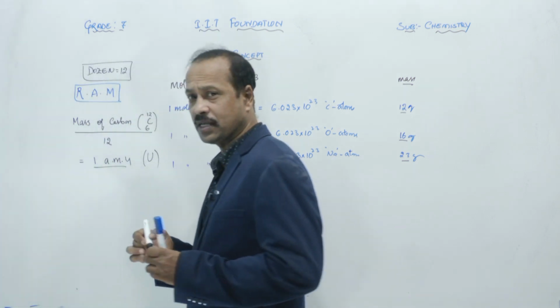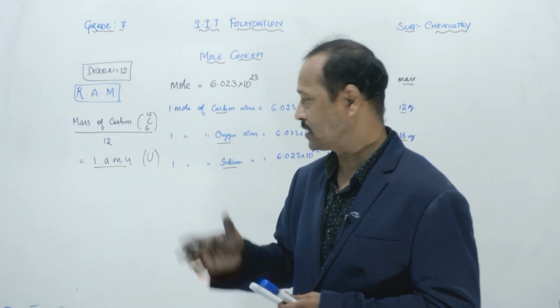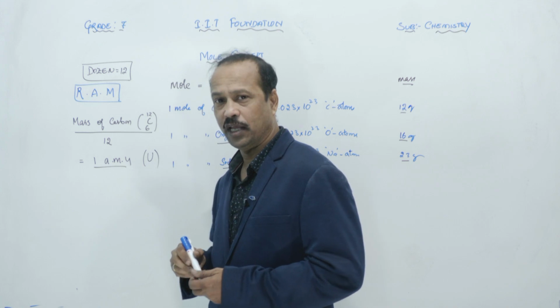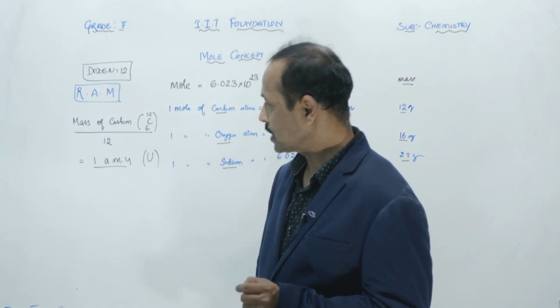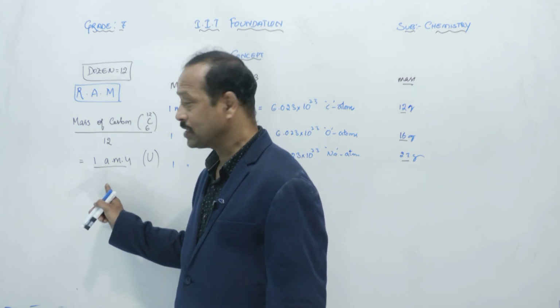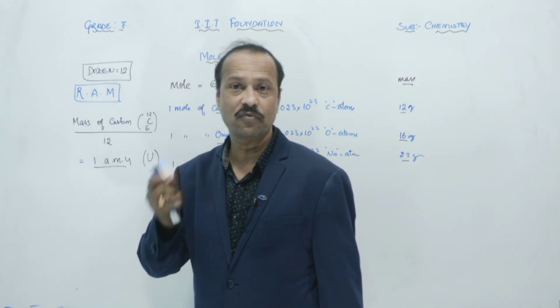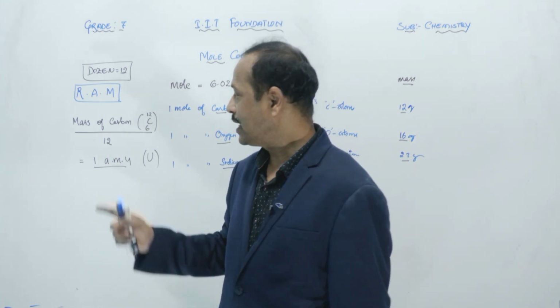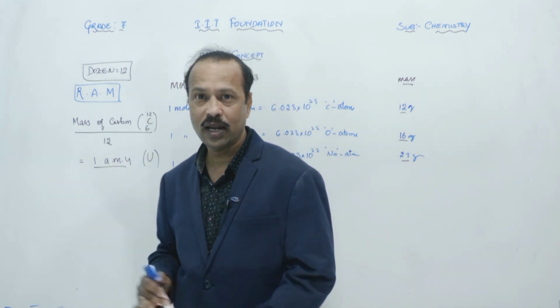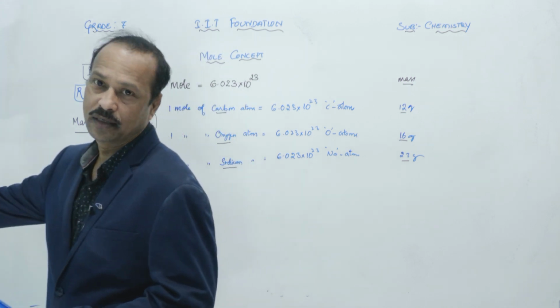That's called a unified mass. This also I think we discussed in the previous classes in volume 1. So 1 AMU. What is 1 AMU? 1 atomic mass unit. How are you getting this 1 atomic mass unit? When you take the mass of carbon and divide by 12, then you will get this 1 atomic mass unit. Clear?